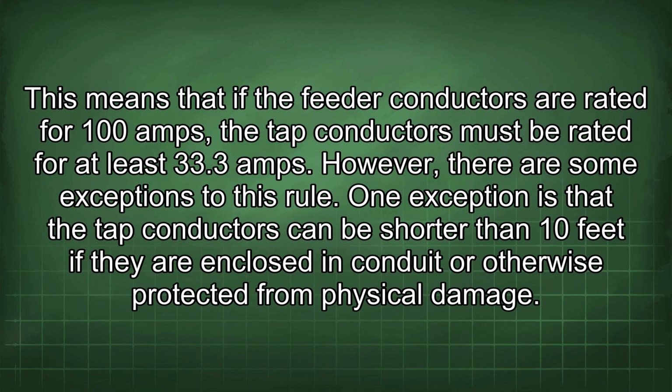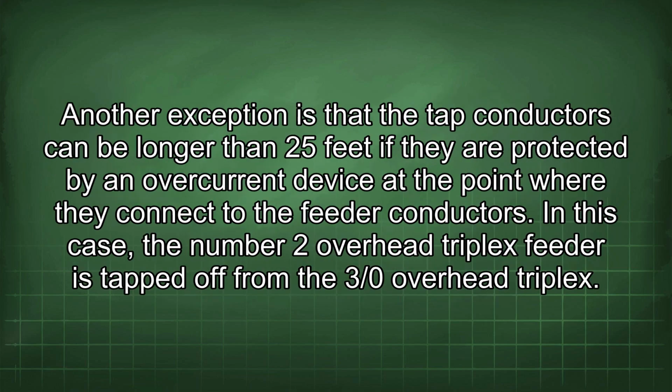This means that if the feeder conductors are rated for 100 amps, the tap conductors must be rated for at least 33.3 amps. However, there are some exceptions to this rule. One exception is that the tap conductors can be shorter than 10 feet if they are enclosed in conduit or otherwise protected from physical damage. Another exception is that the tap conductors can be longer than 25 feet if they are protected by an overcurrent device at the point where they connect to the feeder conductors.